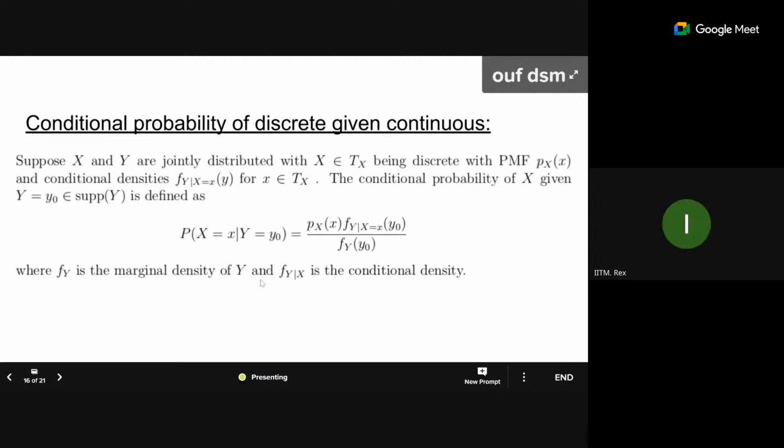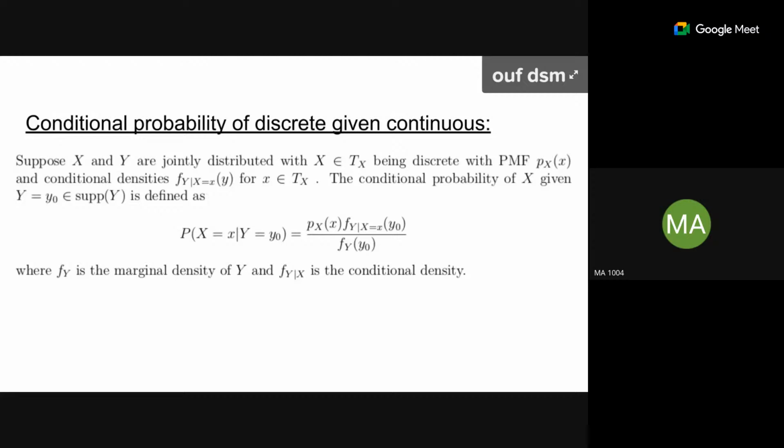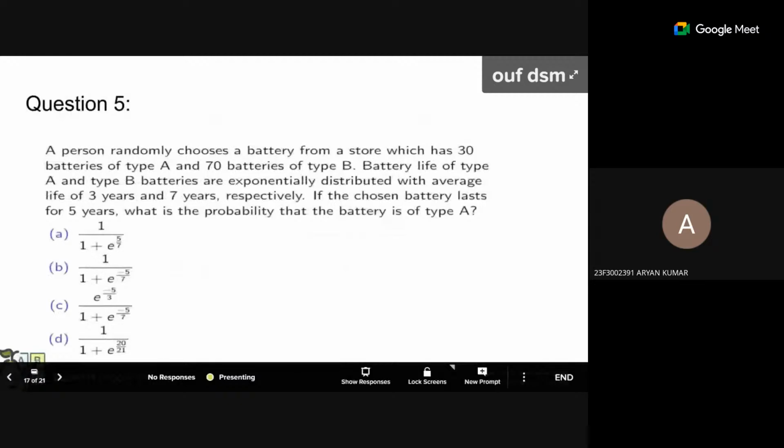Ma'am, in this, the y given x is equal to x is already given, right? Yes. Sometimes it is given or sometimes we have to calculate. But it's easy to calculate the conditional probability of a continuous given discrete. There will be some hints. Using those you will be able to calculate fy given x is equal to x. So generally the question will be for the conditional probability of discrete given the continuous variable. Okay. So should we move to the question? Yes, ma'am.